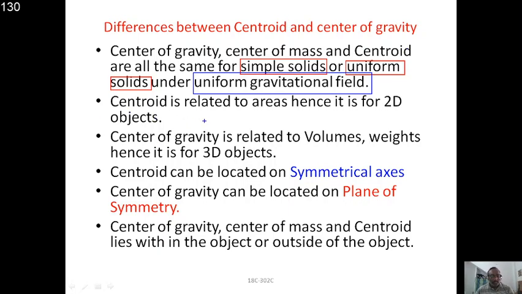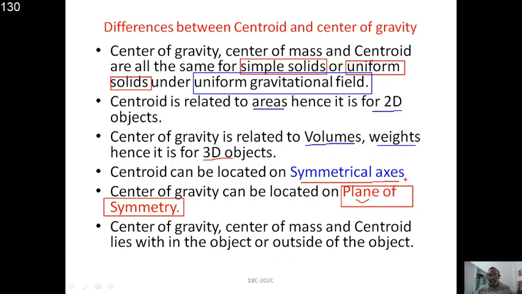The centroid is related to 2D figures because it always talks about areas, hence it is for 2D objects. And the center of gravity is related to volumes and weights, hence it is related to 3D objects. The centroid can be located on a symmetrical axis, whereas the center of gravity is located on a plane of symmetry. Plane of symmetry. The plane is important. It is not the axis, it is the plane.